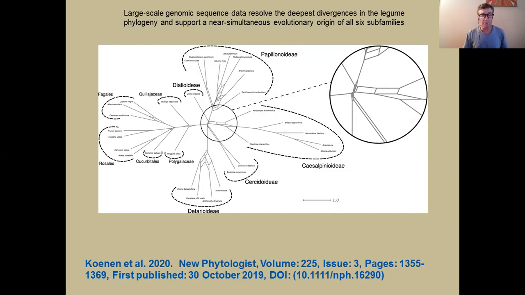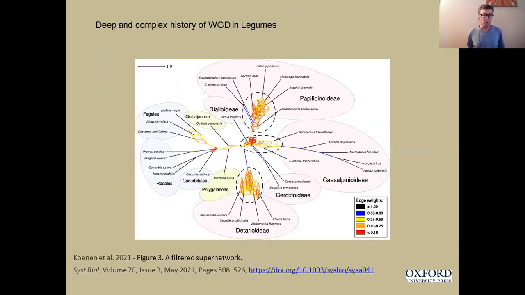And from a very comprehensive analysis and exceptional data set, they concluded that there really is a hard polytomy down at the base of the legume family, and that there really isn't an obvious way to decipher the pattern of diversification in the group. One of the contributing factors to the complexity that's observed at the base of the legume tree is whole genome duplication.